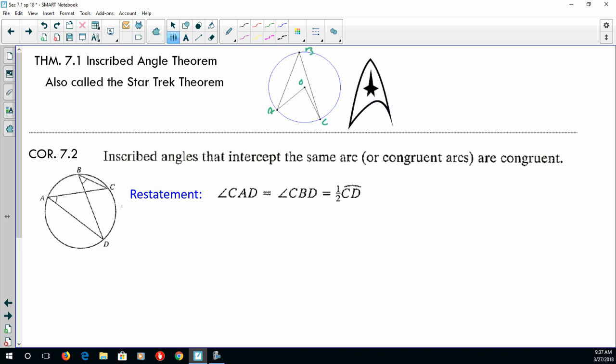Okay, a few corollaries in here. Very, very simple. So I'm not going to work too hard on proving these. Inscribed angles that intercept the same arc are congruent, or congruent arcs are congruent. Okay, well, that's pretty clear. Because the measure of angle CAD is going to be 1/2 the measure of arc CD, and the measure of angle DBC is going to be 1/2 the measure of arc DC because of the previous theorem. These two things are the same, so these two things are the same.